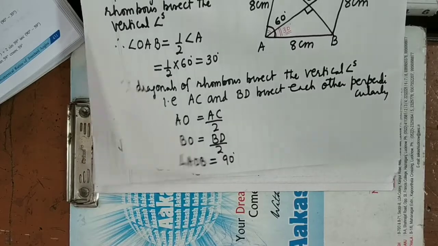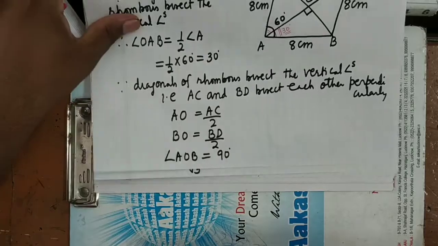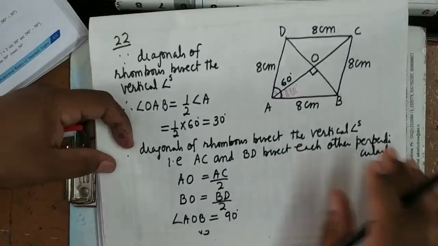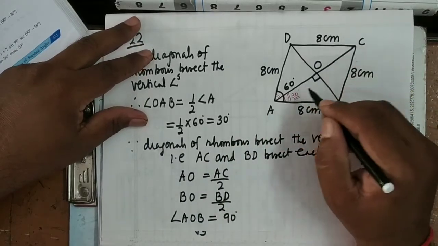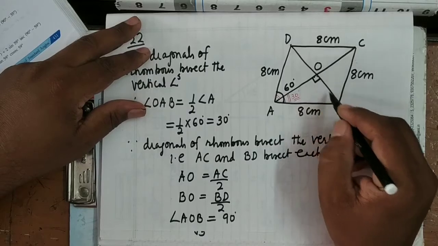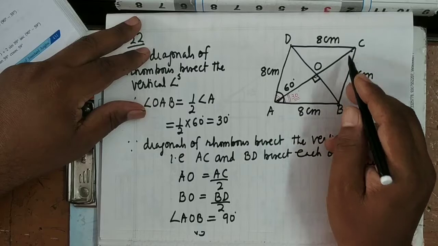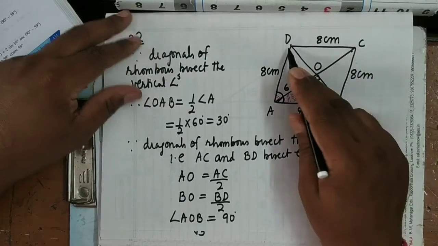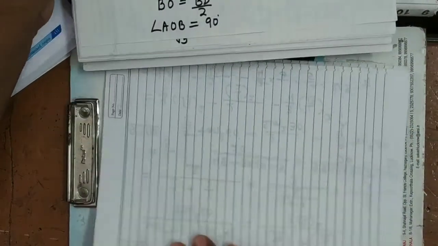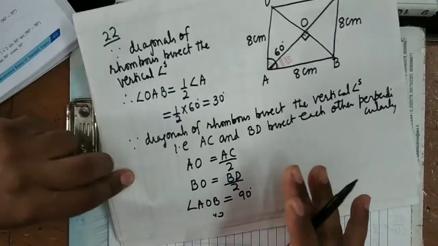It is clear. Now we have to find the diagonals AC and BD. You have to find AC and BD. So if anyhow you can get OA and OB, so twice of OA will be AC. Twice of OB will be equal to BD. You will be able to get. So you see in triangle AOB.